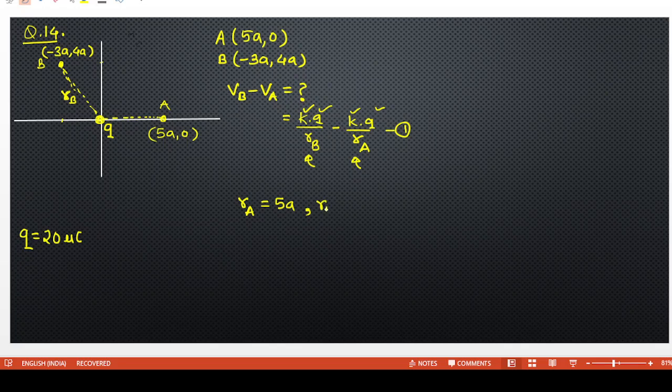And what about the distance of point B from the charge Q? What is the distance of point B? It will be again 5a. You can use Pythagoras theorem. This is 3a, this is 4a. So under root 3a square plus 4a square, that will be 25a square, that will be 5a.